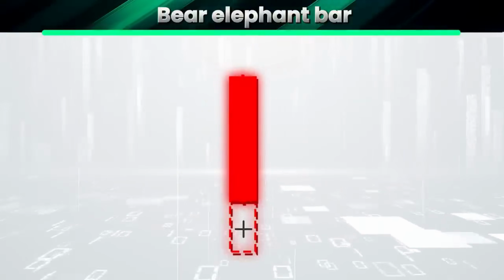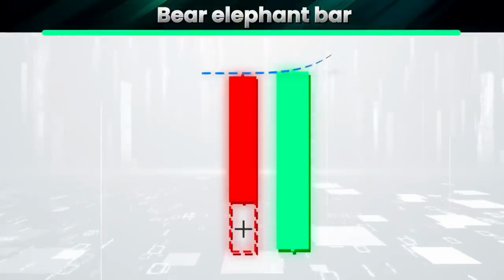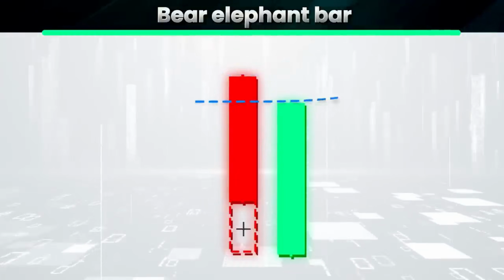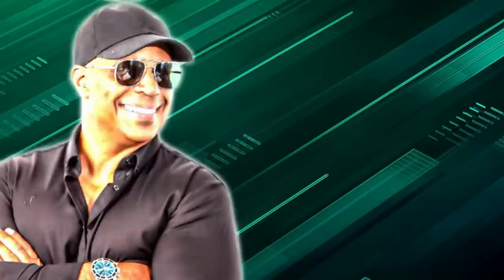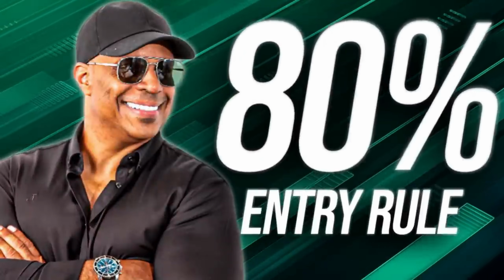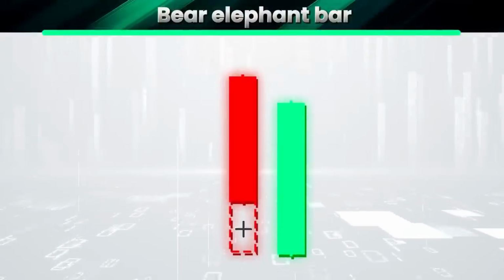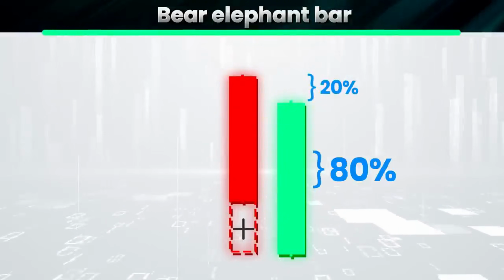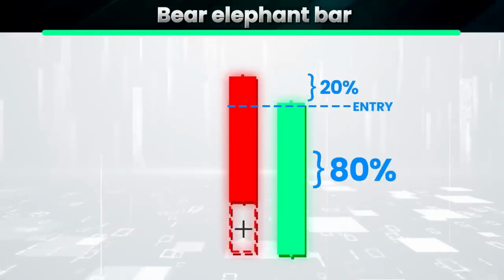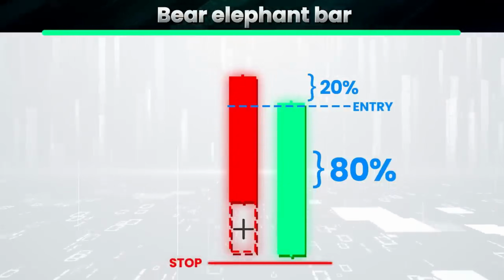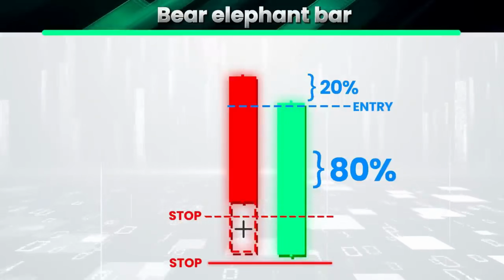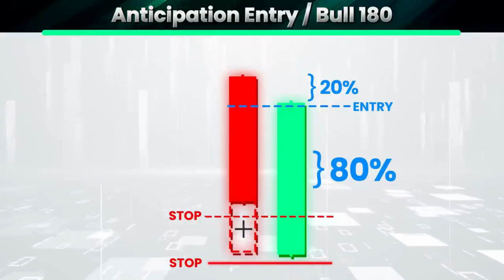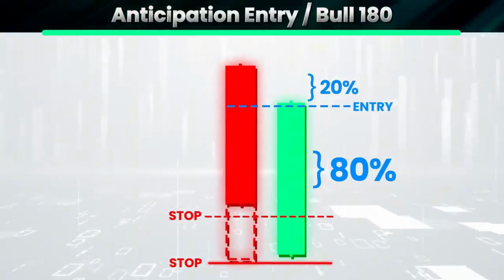In this case, it is actually not wise to wait for this high to be broken. We need to get in earlier if the bar is taller than normal. And I want you to use the 80% entry rule. If you get 80% of the way, it's probably okay. Let's say that's more or less 80. It's somewhat subjective, I know. It's the 80-20 rule. Boom, there's your entry when the red bar is tall. Same stop, or if you can't, at least be in that bottom portion. That is the anticipation entry for the Bull 180, but only when you have a red elephant bar plus.